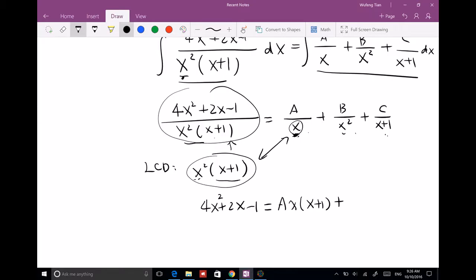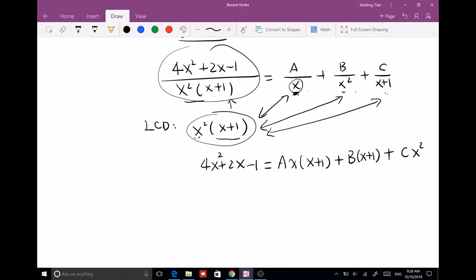Nicholas? Yeah. Okay, what about this one? I multiply the LCD on this one. What do I have? The x squareds go away, right? Yes. So you have b times x plus 1, right? Make sense, Nicholas? Okay. What about this last one? You multiply the LCD on this one. Just x squared or cx squared? Cx squared, perfect.